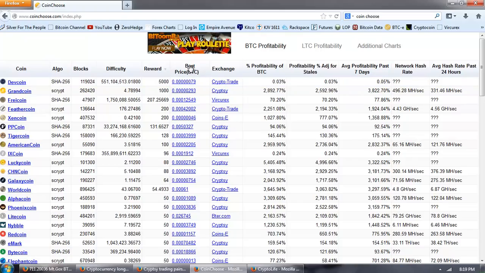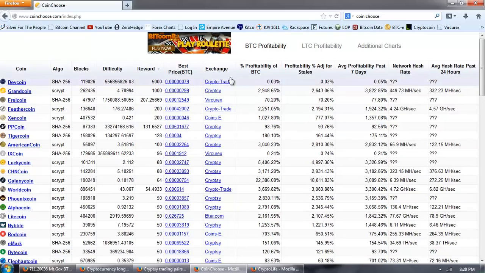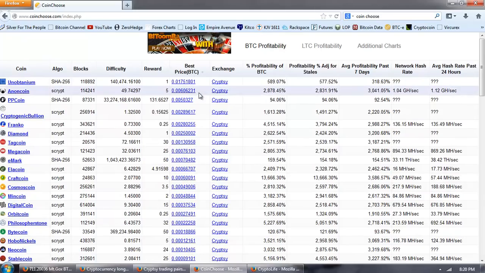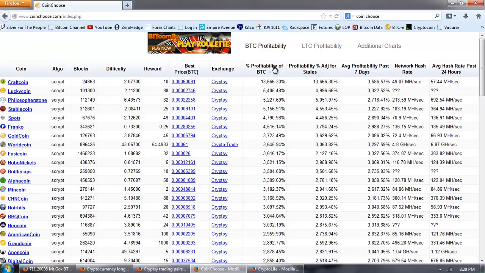Then you can look at the best price in BTC, and that's just going to tell you the highest price of the coin. You can see Unobtainium is right there at the top. The profitability percentage in BTC, Craftcoin is at the top. Now you have to be careful about these because some of these are very spiky. So as we saw on Coin Wars, a lot of them can change positions very rapidly. You have to be careful on that.